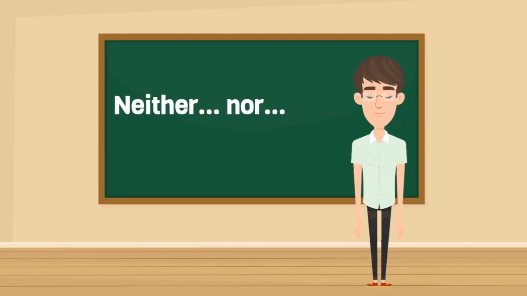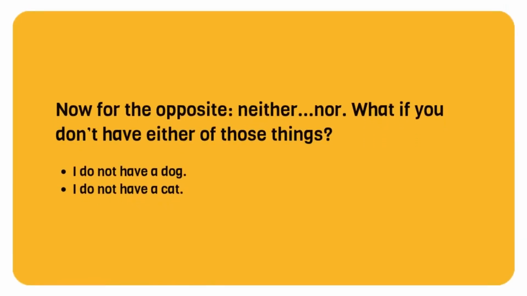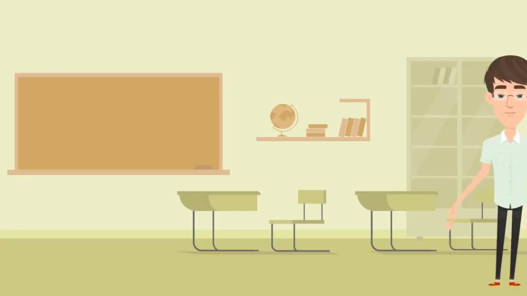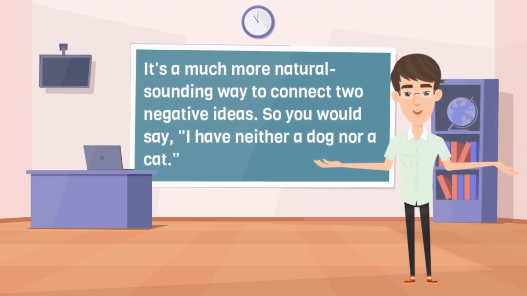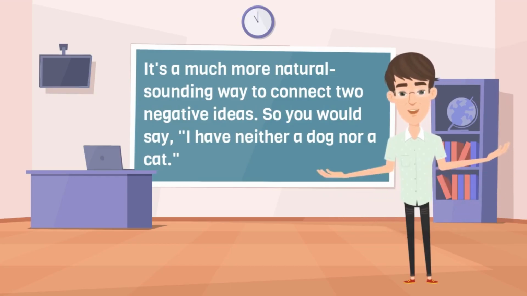Neither... nor. Now for the opposite, neither... nor. What if you don't have either of those things? I do not have a dog. I do not have a cat. Instead of just saying, I don't have a dog or a cat, we use neither... nor. It's a much more natural-sounding way to connect two negative ideas. So you would say, I have neither a dog nor a cat.